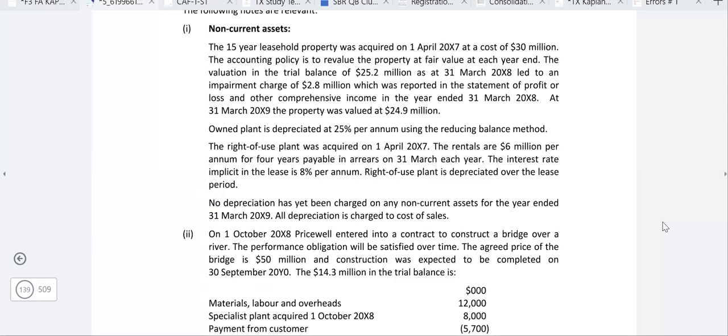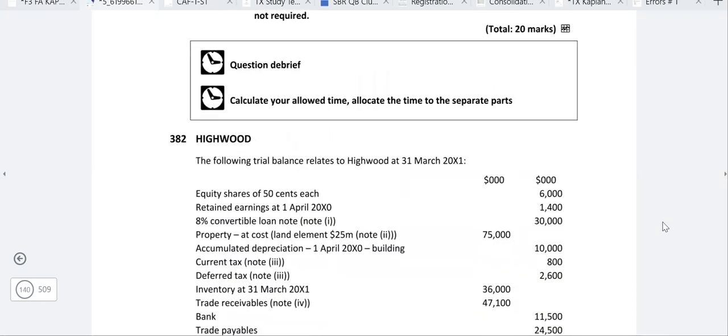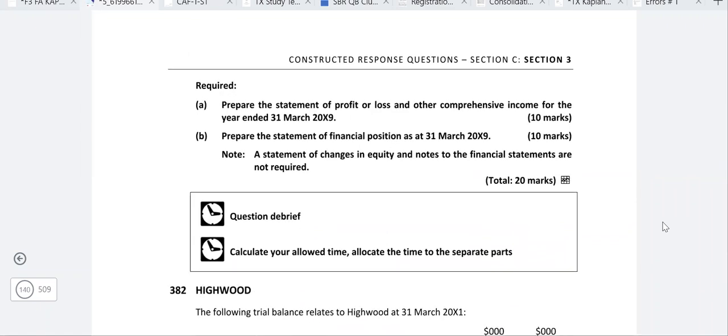And then this is the requirement. Prepare the statement of profit or loss and other comprehensive income, and prepare the statement of the financial position. So these are actually the requirement of an exam question, the single entity financial statement exam question.